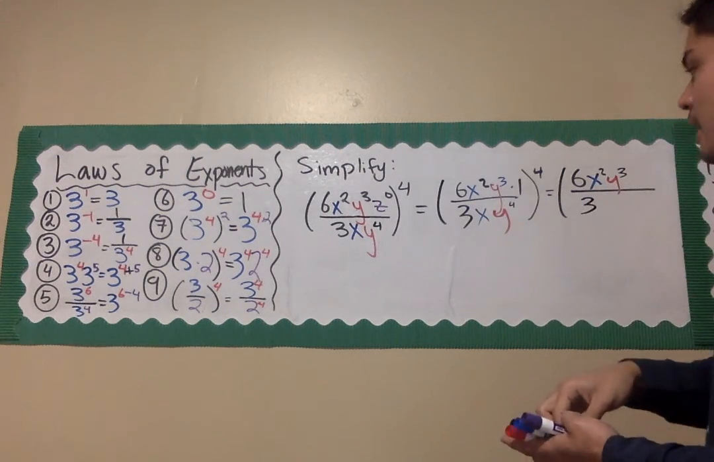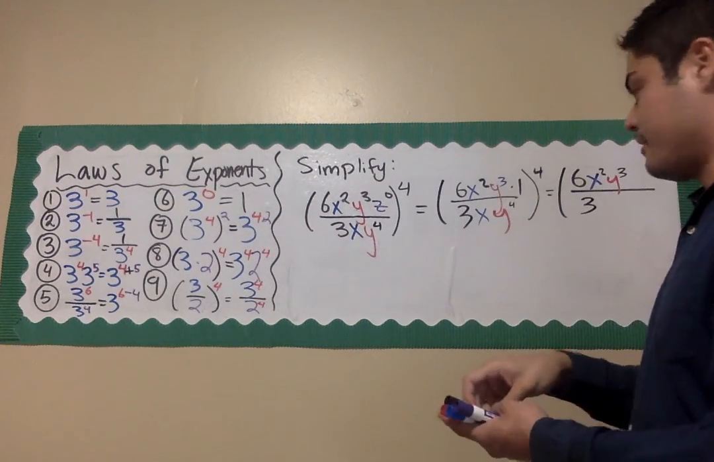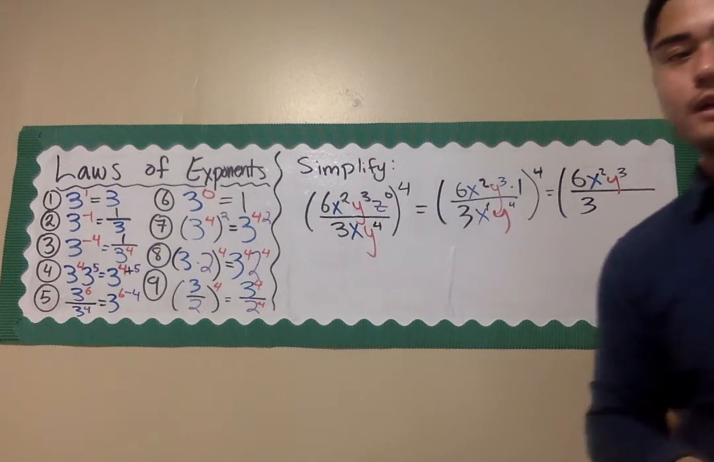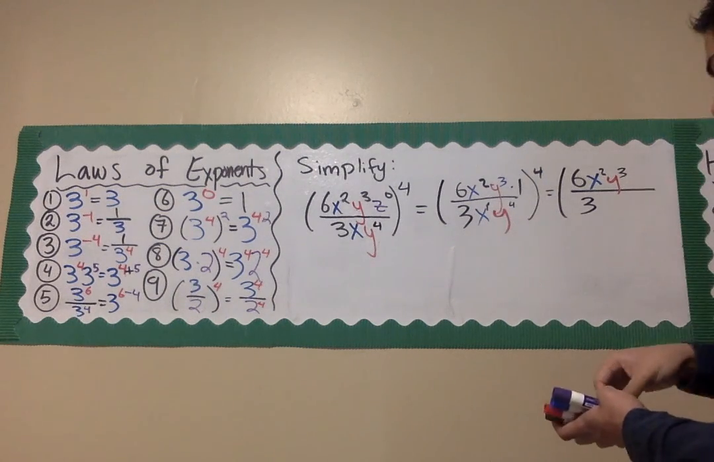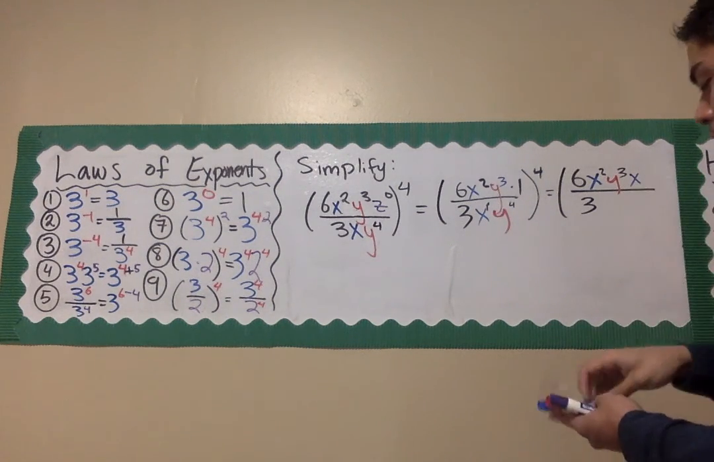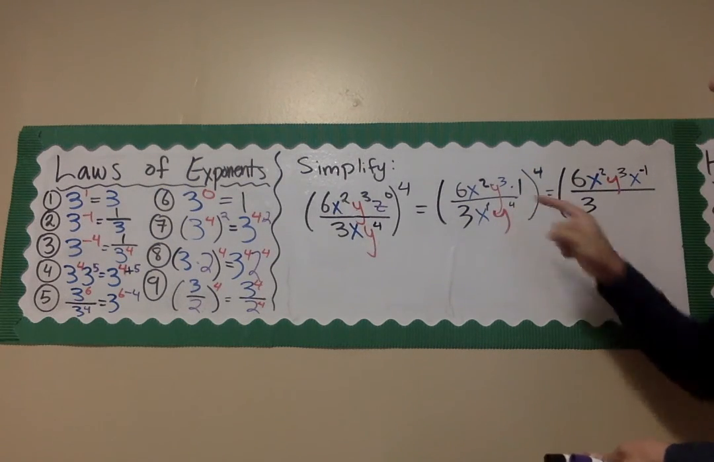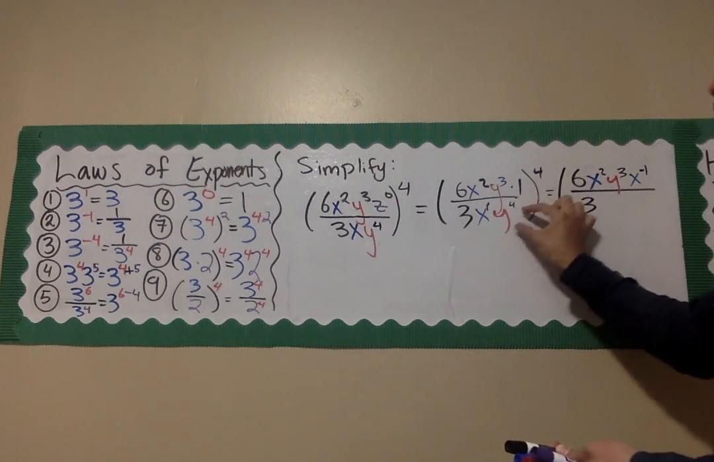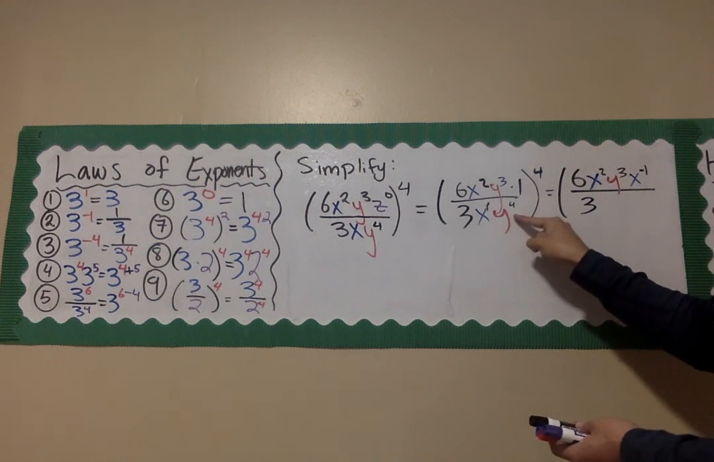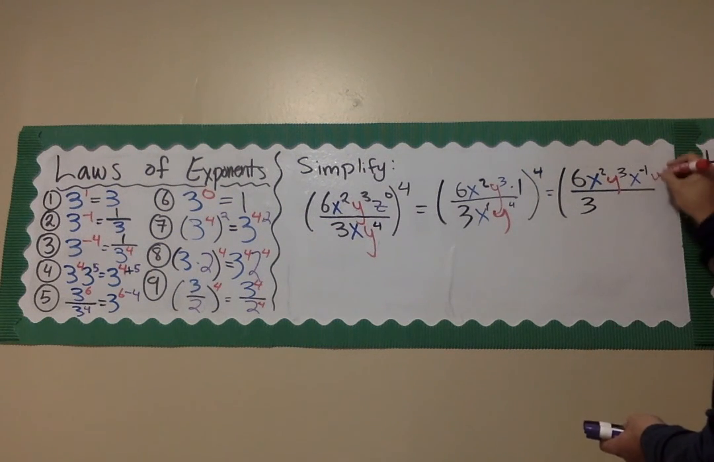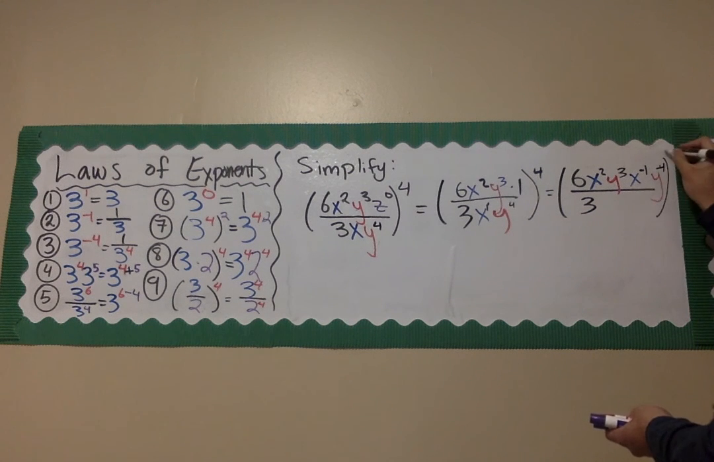This x, according to law number 1, since there's no exponent here, that is the same thing as writing x to the power of 1. So when I bring this x to the power of 1 up to the numerator, it's going to be x to the power of negative 1. This y to the power of 4, same thing. I'm going to bring it to the numerator. If I do that, I have to make the exponent negative. So this y to the power of 4 on the bottom, when I bring it up, it becomes y to the power of negative 4. And that quantity is all to the power of 4.